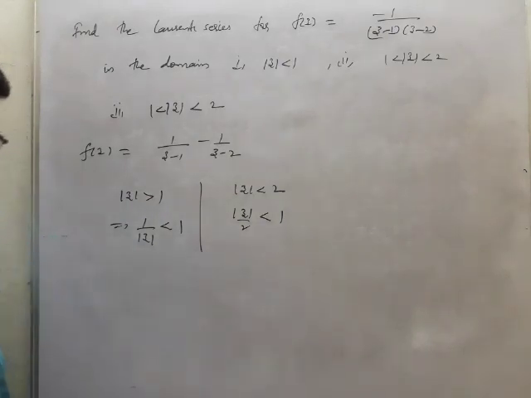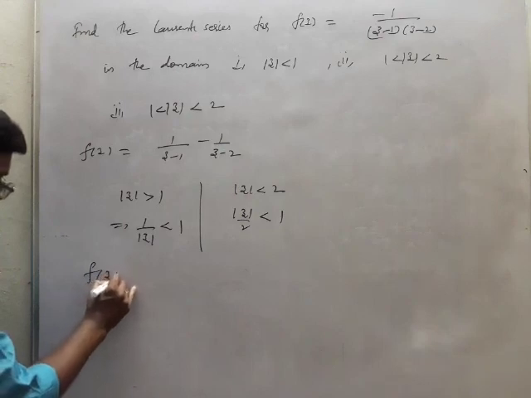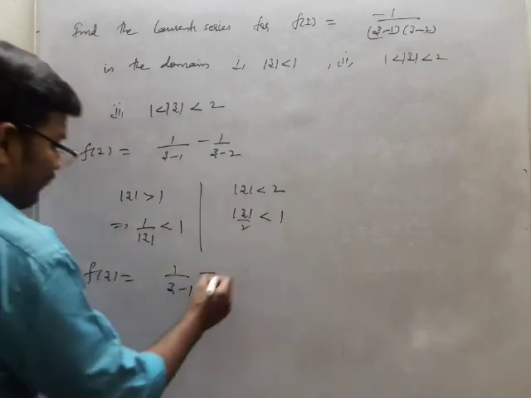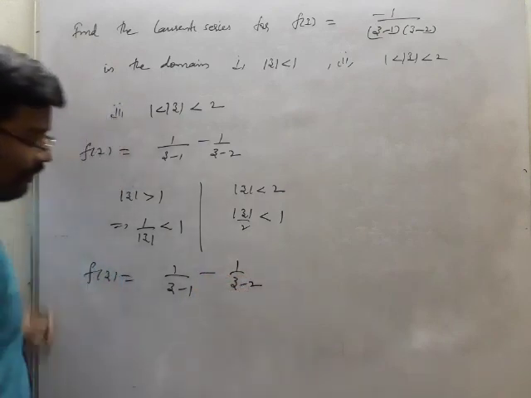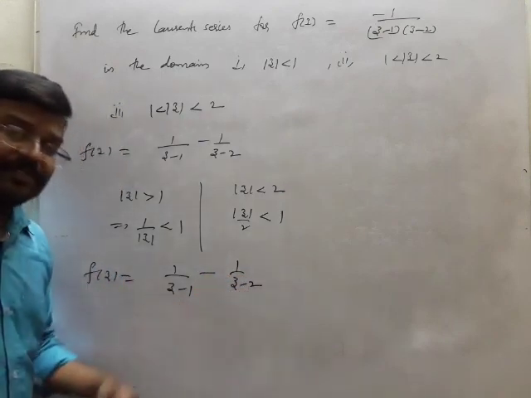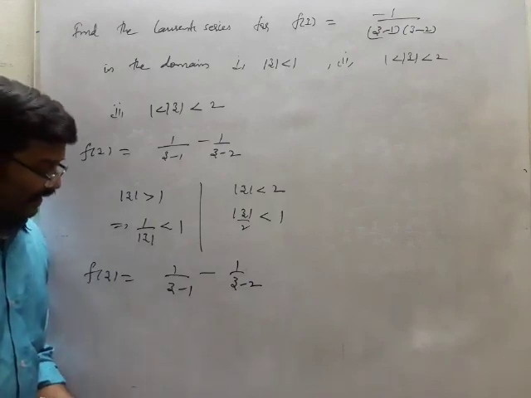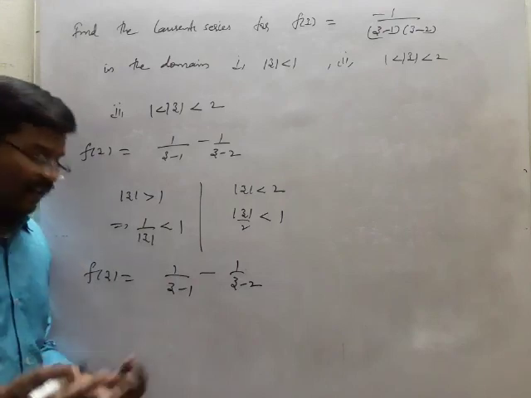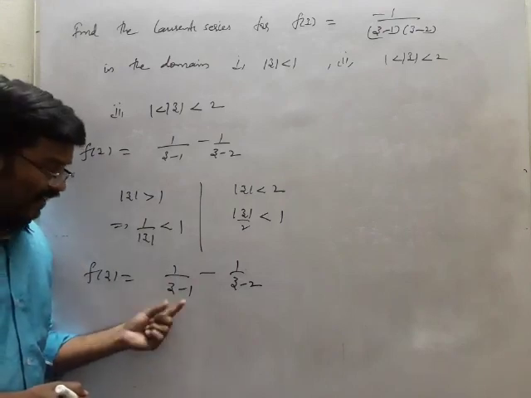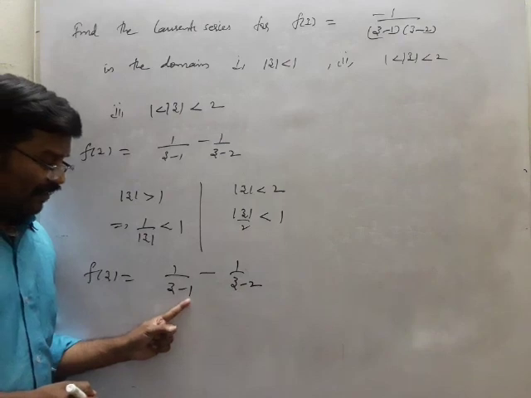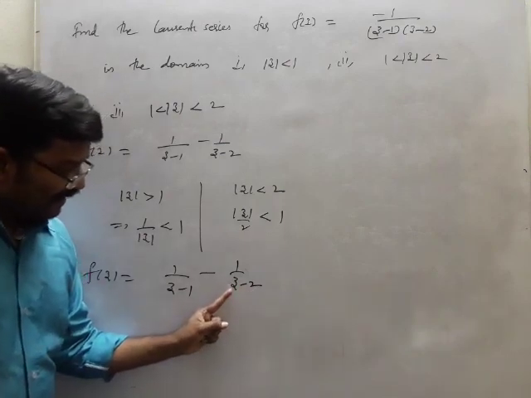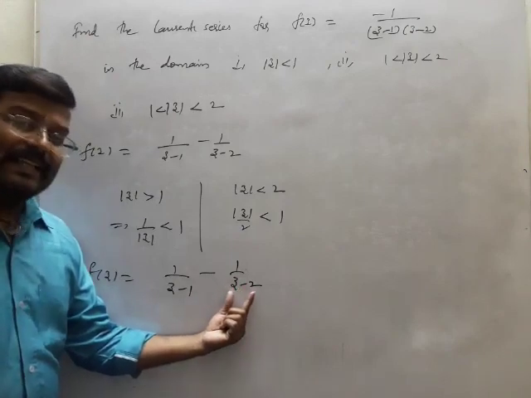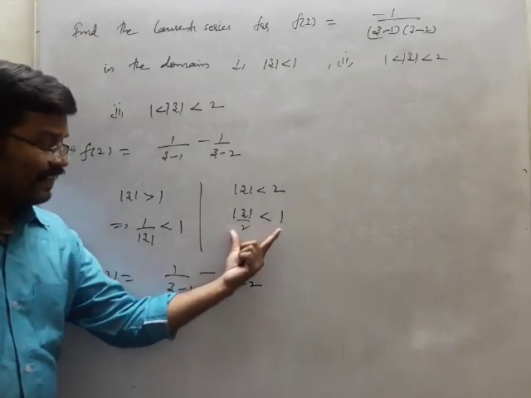So therefore what is f of z? F of z is nothing but 1 by z minus 1, and minus of 1 by z minus 2. Which one should I take common? Here the thing is, why we are using this condition, because either I should take common z, or I should take common 1. Or here, either I should take common 2, or I should take common z. It will be decided by seeing the condition.